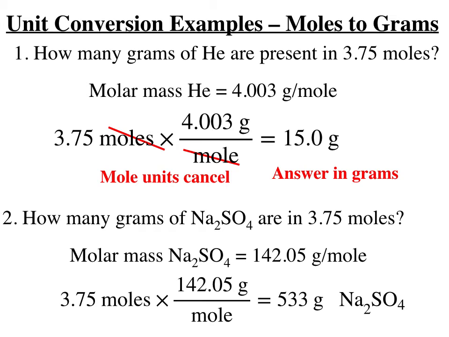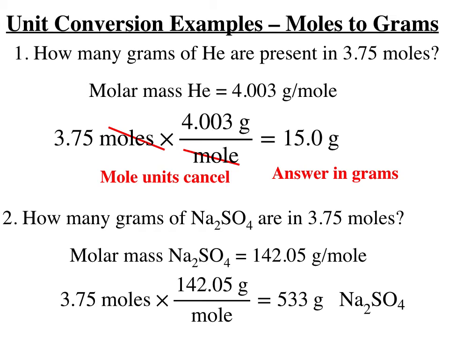How many grams of sodium sulfate are present in 3.75 moles? Well, again, a procedure calls for that much sodium sulfate to be added. I would first turn to my periodic table, add up 2 sodiums, a sulfur, and 4 oxygens. That would total to 142.05 grams in 1 mole.